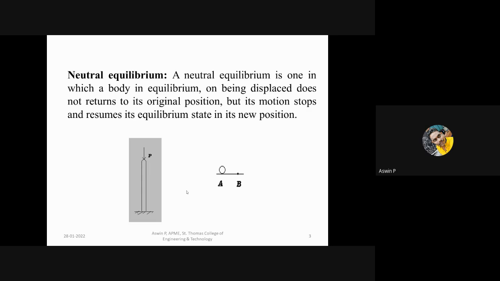A body is in equilibrium, on being displaced, does not return to its original position.